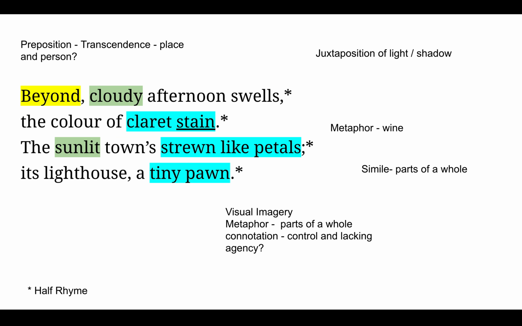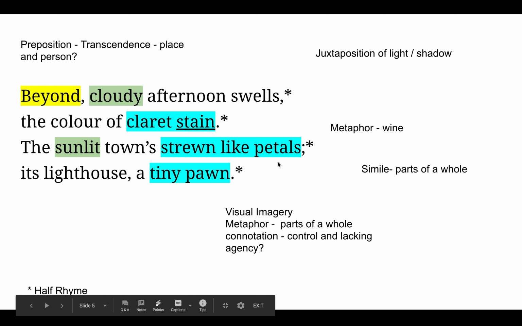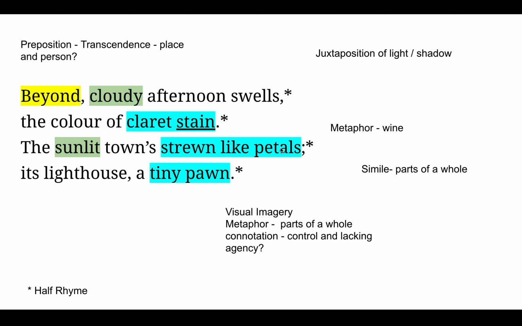The third stanza, beyond. Cloudy afternoon swells, the colour of claret stain. The sunlit town strewn like petals, its lighthouse a tiny pawn. Again, half rhyme, but this is where all of them are half rhyme. This is something, again, that was changed and edited in the first version of the poem that I put up. It was strewn like shells. So I think it's even more important. If in 2014 he wanted to make it petals, what does that mean and what's he trying to say? Again, we're not comparing the two poems, but pay attention to petals because it obviously is something that he wants to communicate. But let's go from the beginning of the stanza.